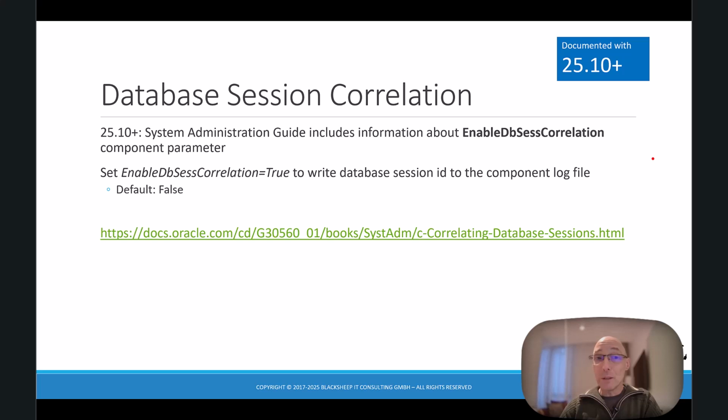If you're an administrator, then you surely check the system administration guide for every release. You check the What's New chapter, and in the What's New chapter, you see there's a note about the enable DB session correlation component parameter. So if you enable that, setting it to true, the log file of the object manager will have database session IDs printed into it, so you can correlate the Siebel session with the database session, which is, of course, a great thing if you're into that stuff and you need to do it for troubleshooting purposes.